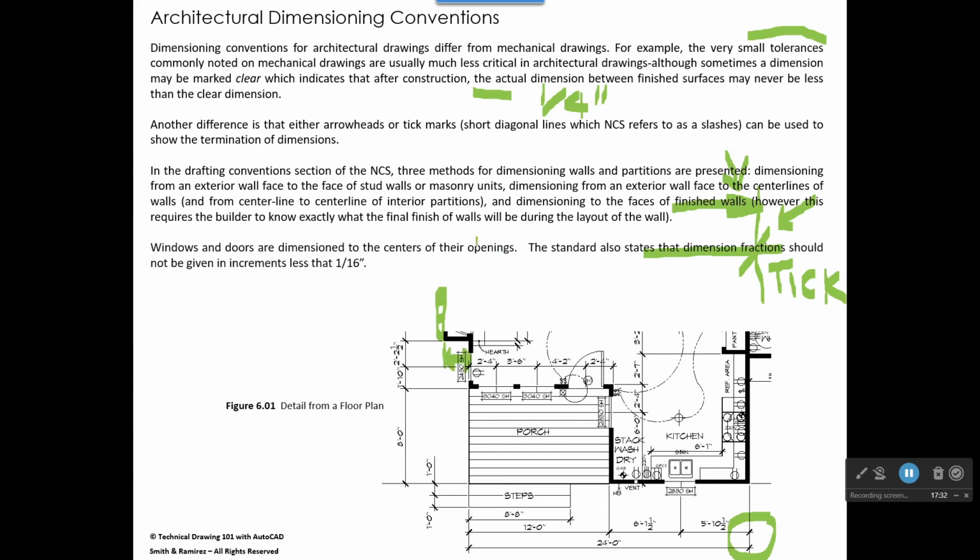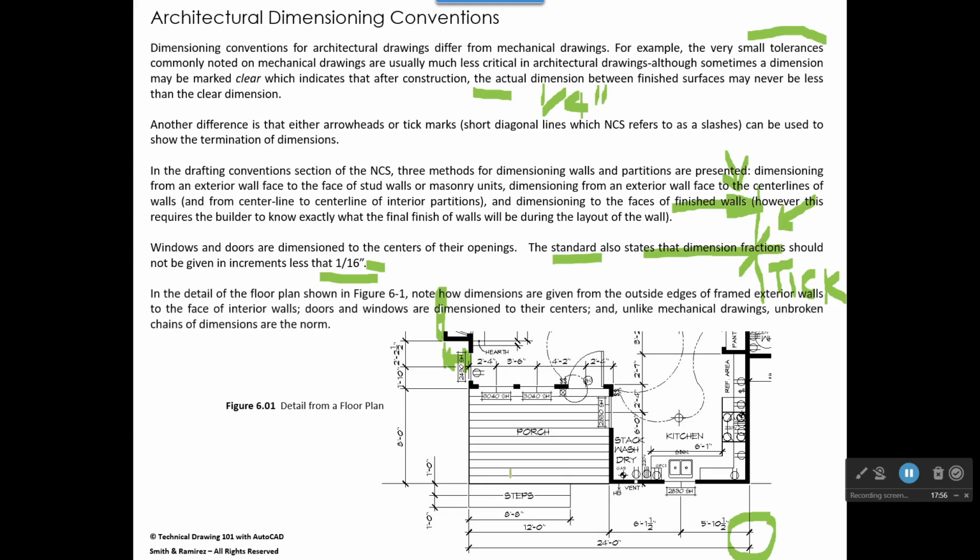So like I said, dimension to the centers of openings. The NCS standard says that dimensions should not be given in increments less than 1/16 of an inch. But as I said, on a residential plan where you're framing in lumber, that would probably be tighter than what you would generally need.